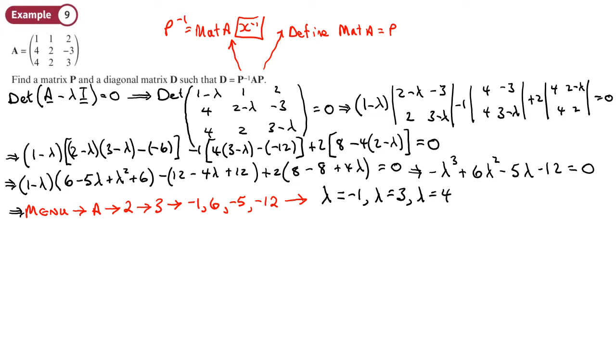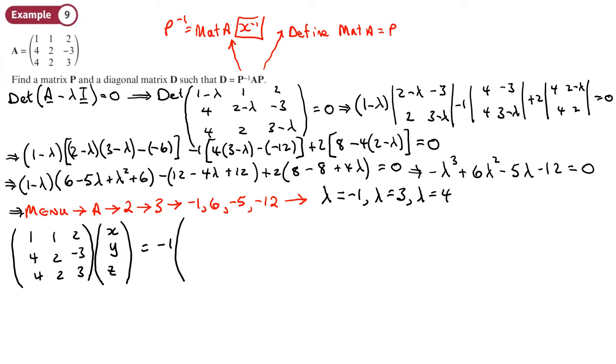Right, so let's start with the eigenvalue of -1. So 1, 1, 2, 4, 2, -3, 4, 2, 3. And since we're doing 3 of them, I'm not going to write all of the working out 3 times. I'm just going to basically use what I've written here and just change the eigenvalue and then write the new sets of equations. Right, so with an eigenvalue of -1, we're going to get the following 3 equations.